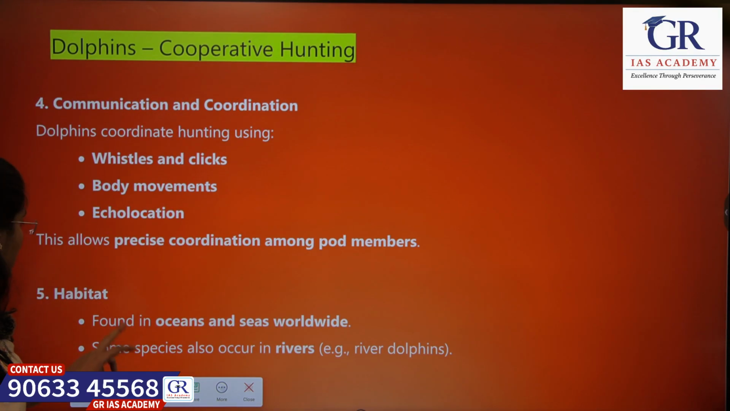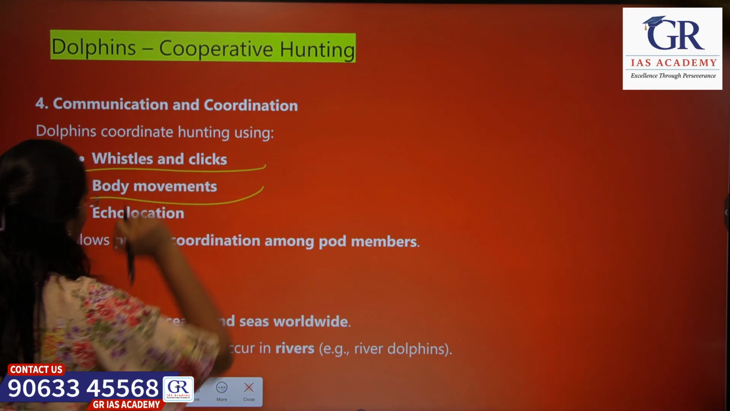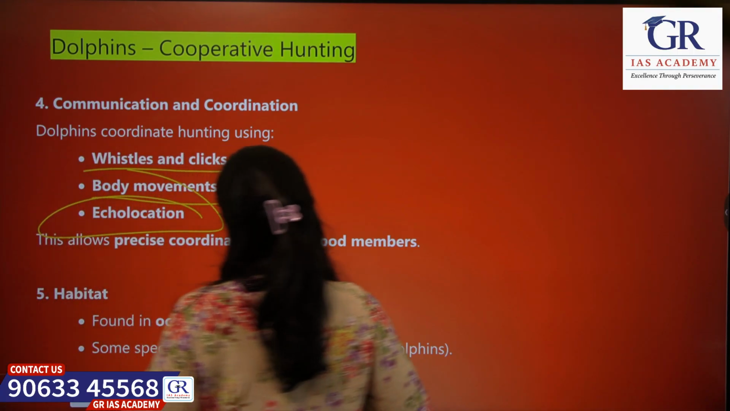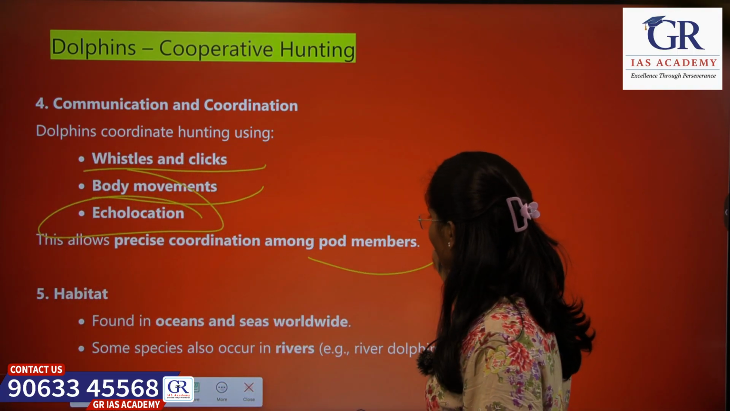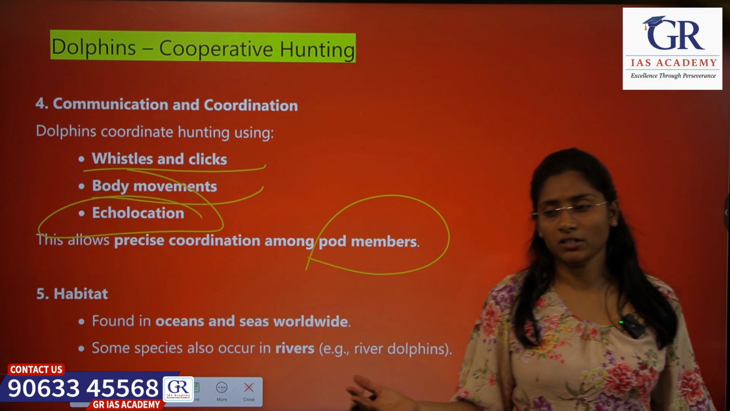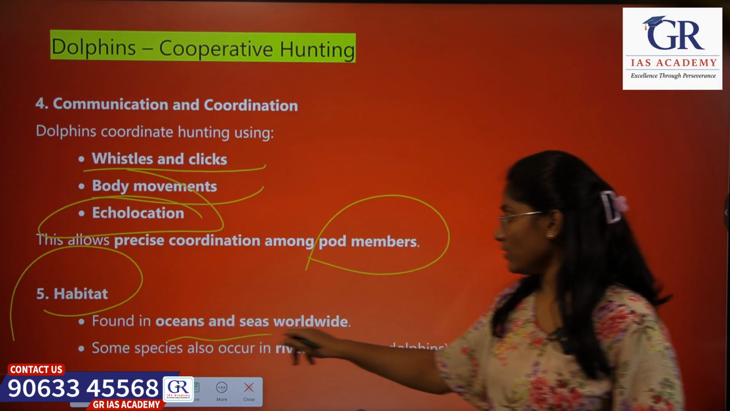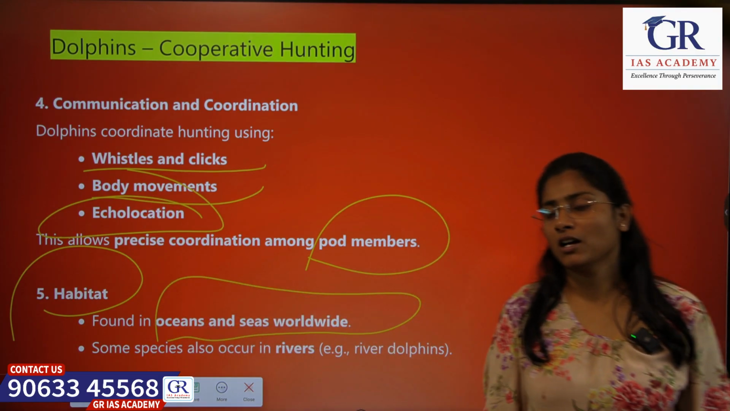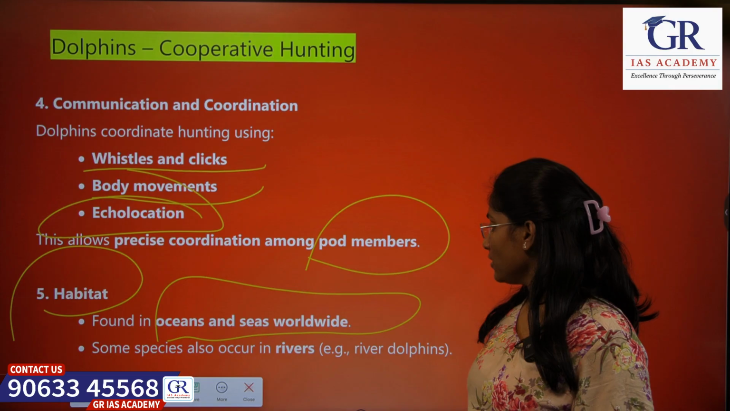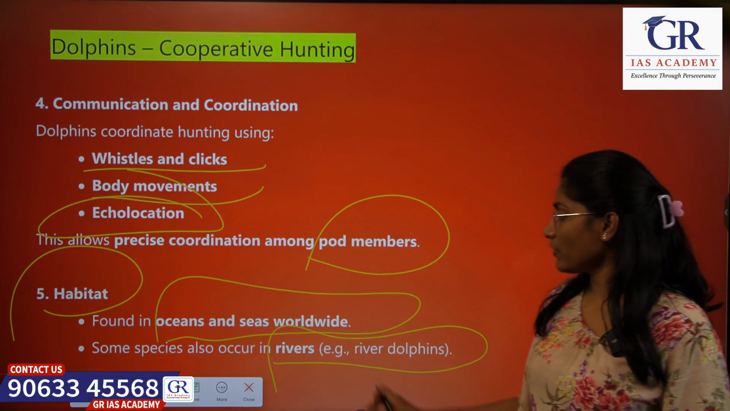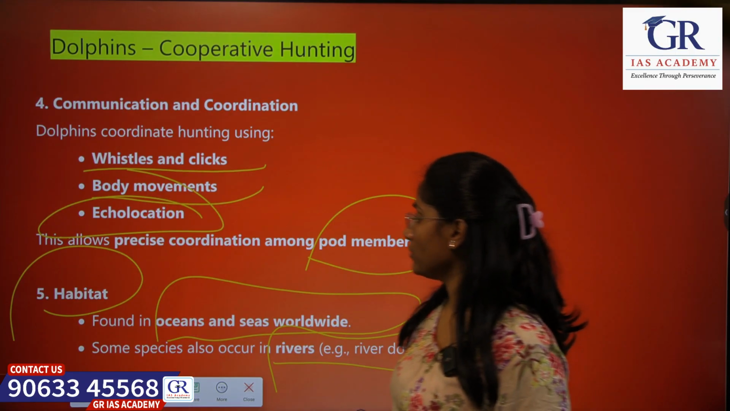How do they communicate and coordinate with each other? They use whistles and clicks, the movement of their body, and they use the echolocation technique which uses sound. So this allows coordination between dolphin pods. Where do they live? They live in oceans and seas across the world, and some dolphins are present even in rivers, which are called river dolphins.